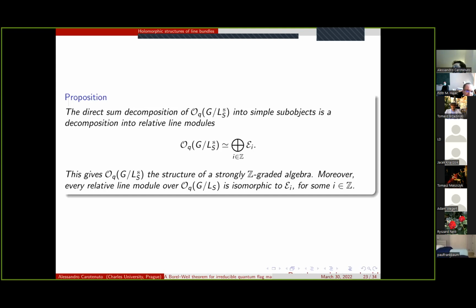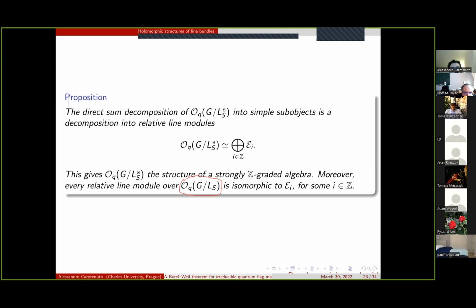They are O_q(G_LS) bimodules. And relative means that there is a certain compatibility between the coaction of O_q(G) and the action of O_q(G_LS), which is what allows one to use the Takeuchi equivalence in this context.